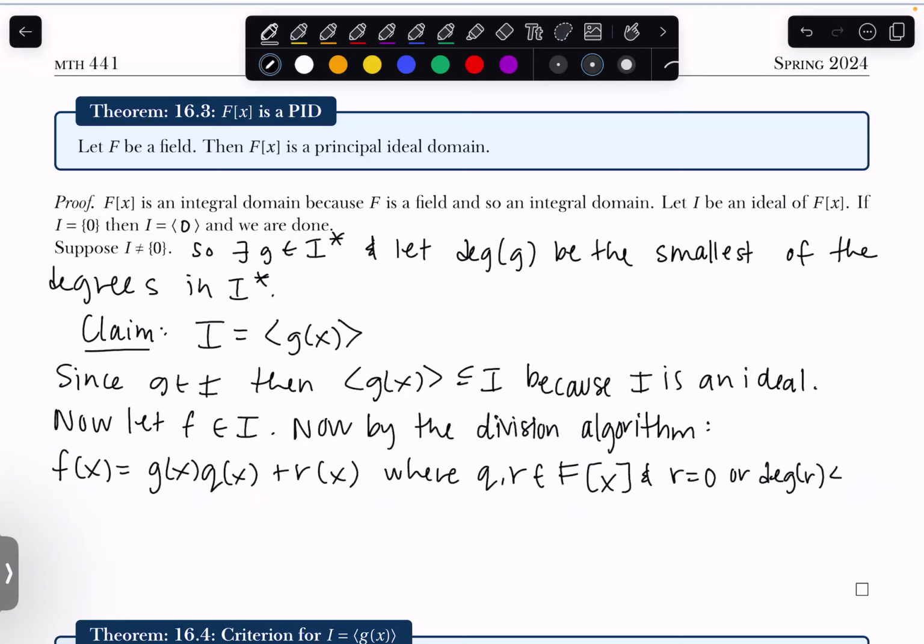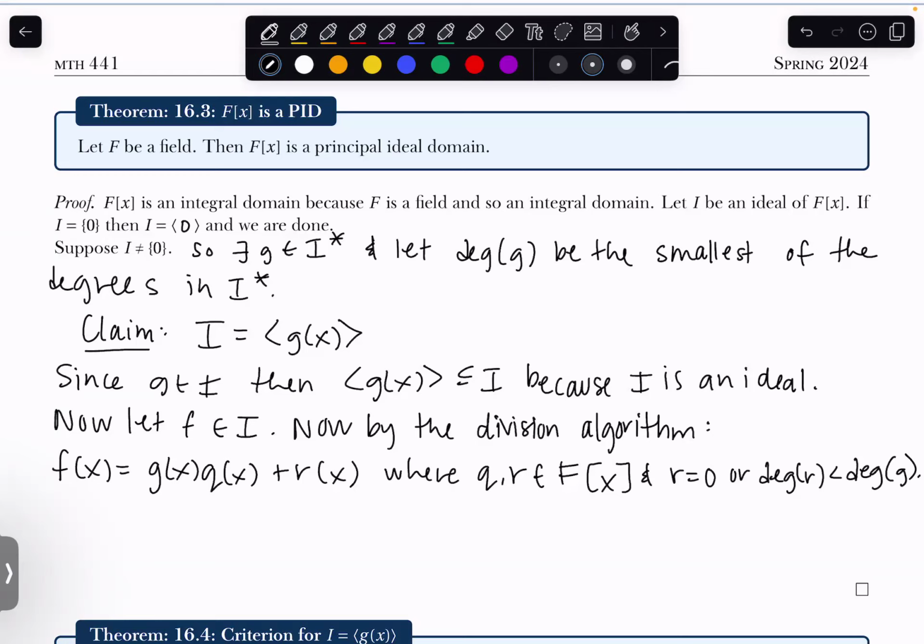What do I compare my remainder to? Do I compare it to F or do I compare it to G? To G, the thing that you think of dividing by, right? If it was a bigger degree, really I could have kept dividing. I didn't go all the way through. So either my remainder is the zero polynomial, or I get back a degree that's smaller than G. Okay, those are my only two options.